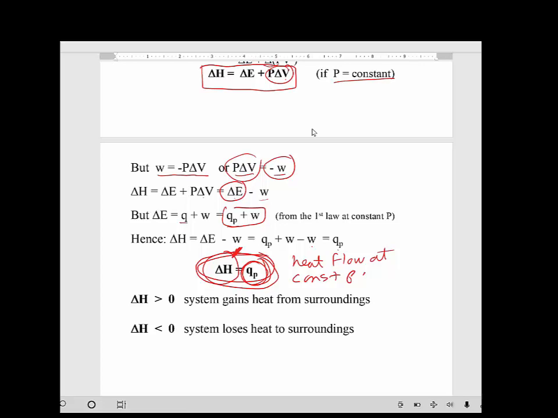When delta H is greater than zero, that means we have a positive change in enthalpy. The system or chemical reaction gains heat from the surroundings. Delta H is positive. When delta H is negative, that would be an exothermic chemical reaction. The system loses heat to the surroundings. A goes to B plus heat, with heat being evolved. In the first case, heat plus reactant A goes to product B.